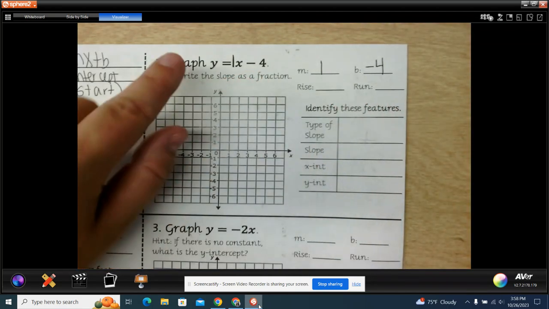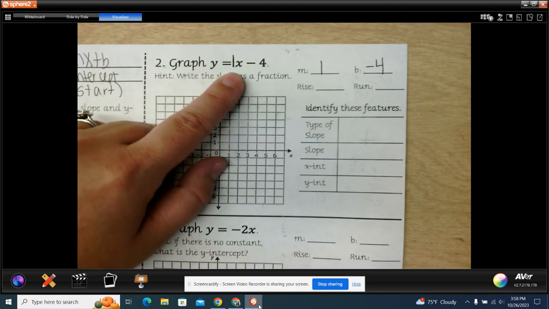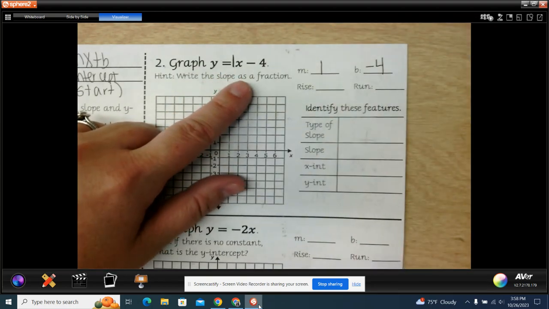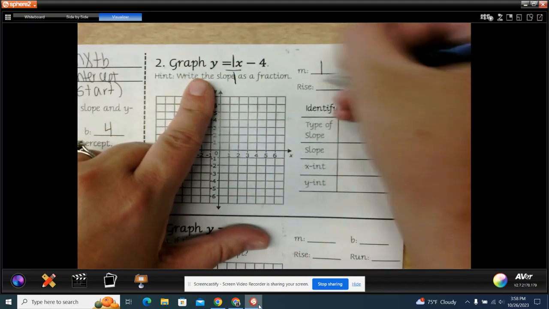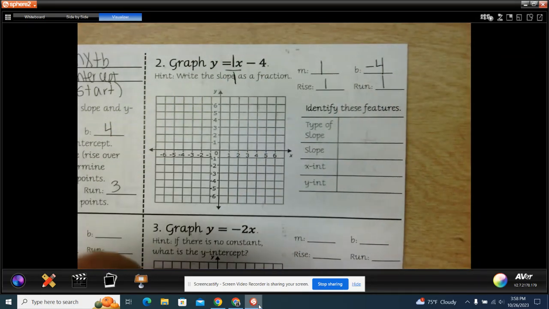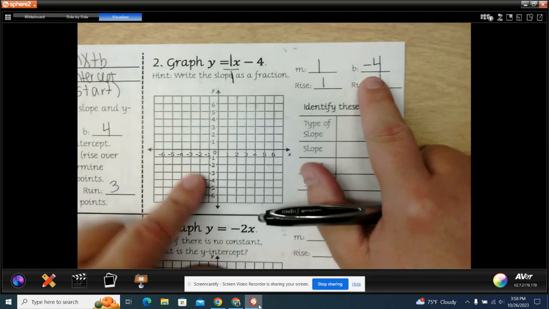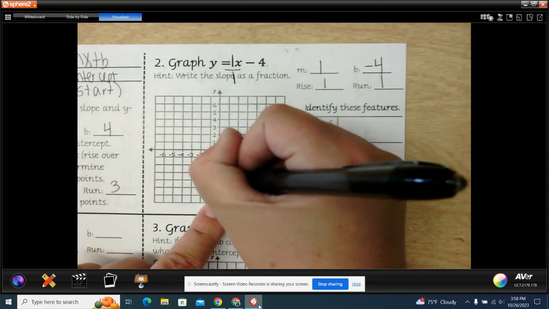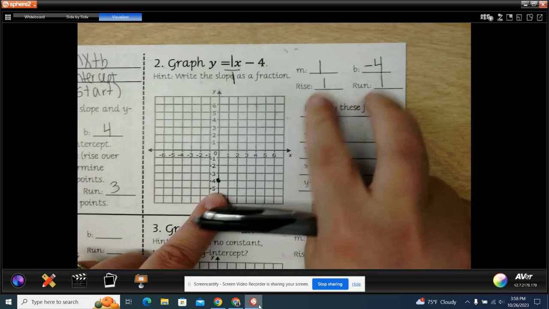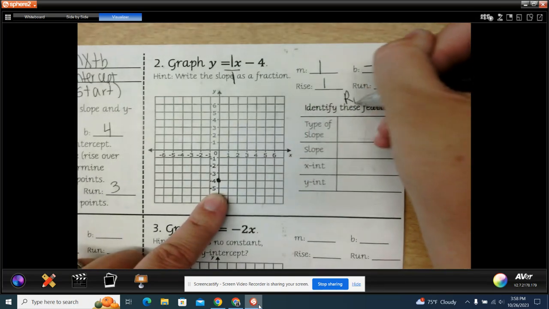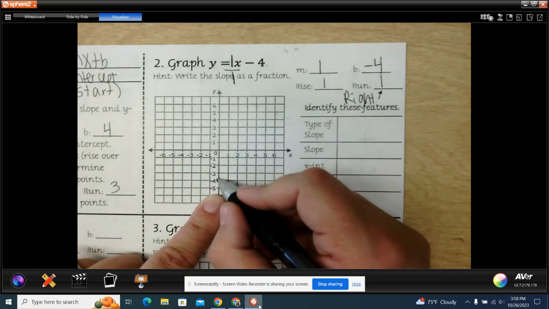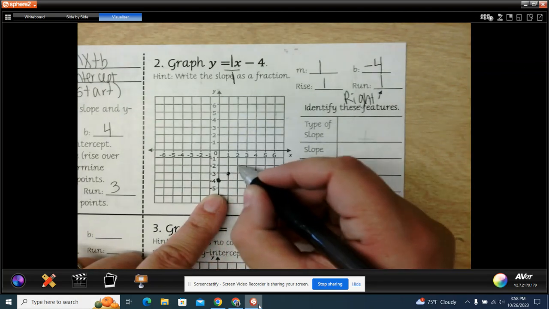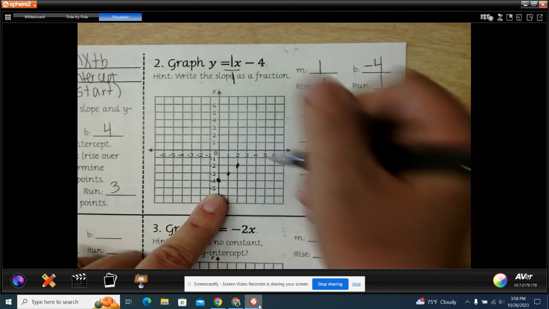My rise and my run is my number in front of x, which is 1. It's not a fraction, so we have to make it a fraction by putting 1 underneath. Rise is 1. Run is 1. We're going to start at negative 4 on our y-axis and put a dot. Since both numbers are positive, we're going to run to the right: up 1, right 1, up 1, right 1, and then we continue the pattern up.